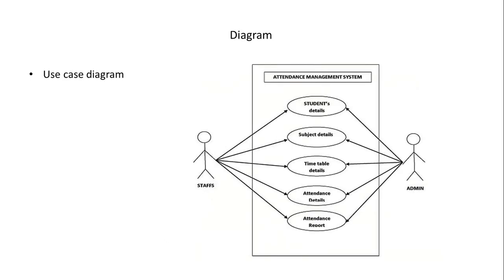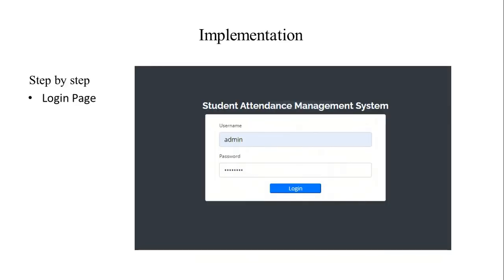Next we can see the use case diagram. In this project we have two users, staff and admin, and staff and admin access student details, subject details, timetable details, attendance details and attendance reports. And this is the student attendance management system use case diagram.